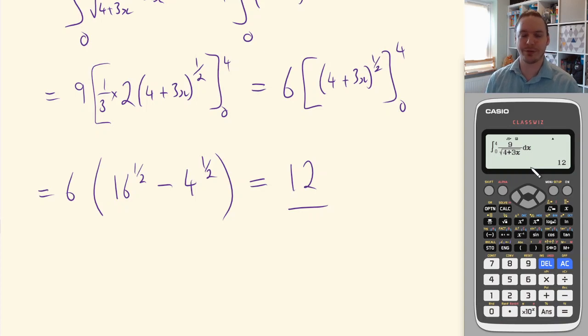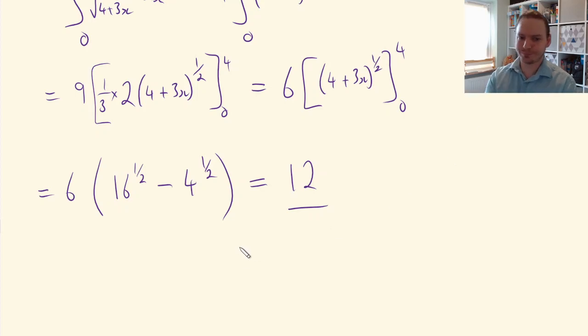They might say show that this is 12. In that case, you have to show all the steps. But as a result, this wouldn't be worth as many marks as it used to be, because you should be using your calculator to deal with these, as you can see, way faster than doing it all by hand. But yeah, this is not super hard to do, but your calculator will speed it up.